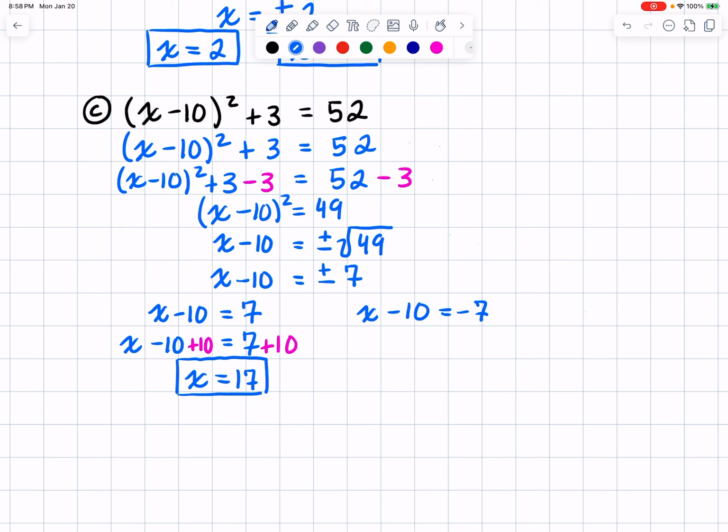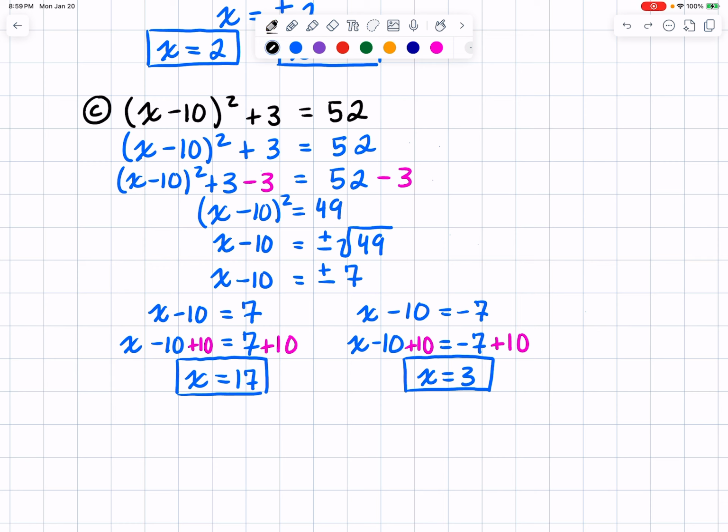Now on the right-hand side, I'm going to add 10 to both sides again. So I have x minus 10 plus 10 equals negative 7 plus 10. On the left-hand side, I get x, and on the right-hand side, negative 7 plus 10 is 3. So I get x equals 3. And there we have solved for x. Again, like I said, splitting after this step is important, so make sure you do that.